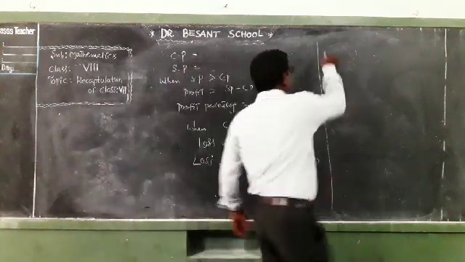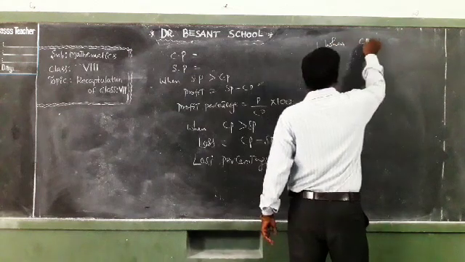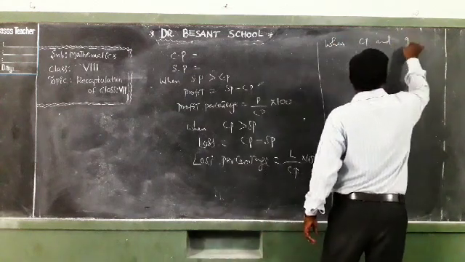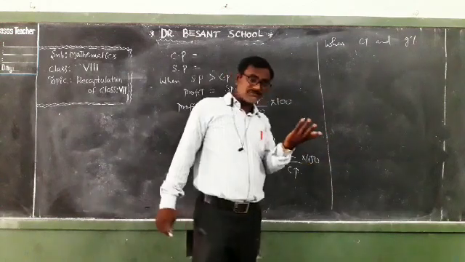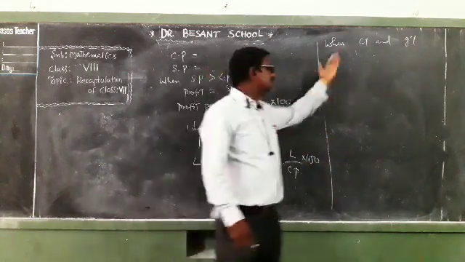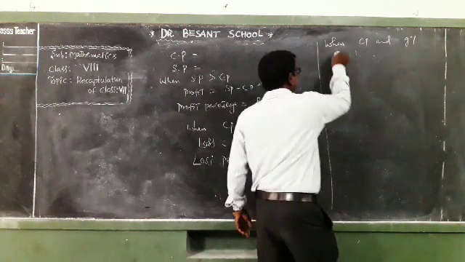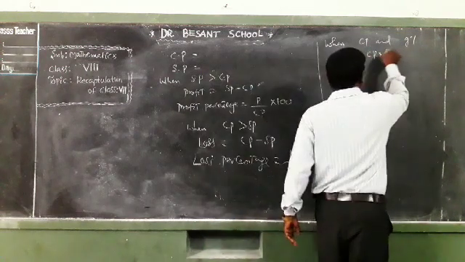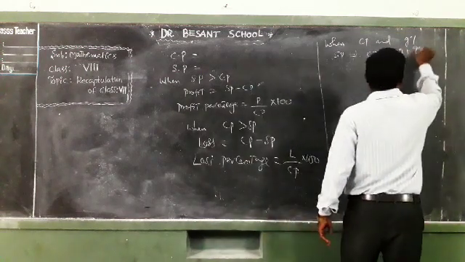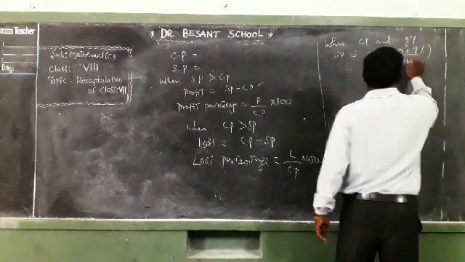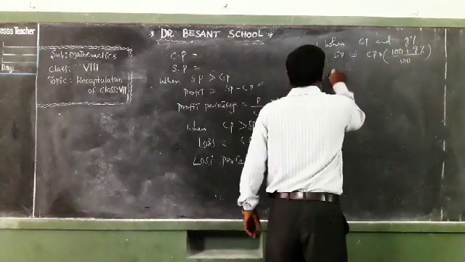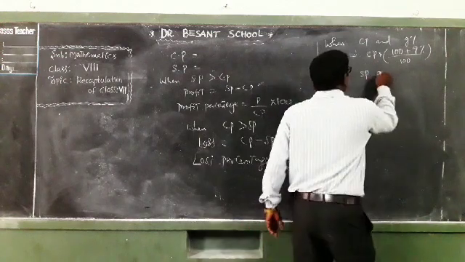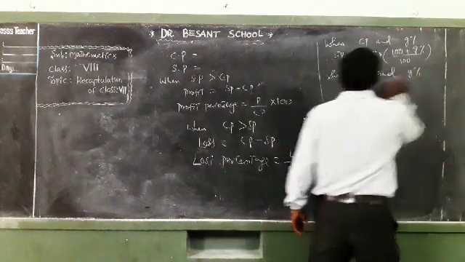Okay, so again, when cost price and gain percentage are given, we need to find the selling price. There is a specific formula to find the selling price directly when CP and gain percentage are given. So what is that? SP is equal to CP into (100 plus gain percentage) by 100. That is the formula.